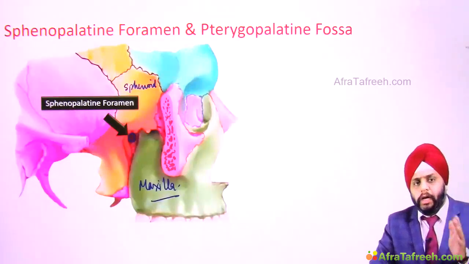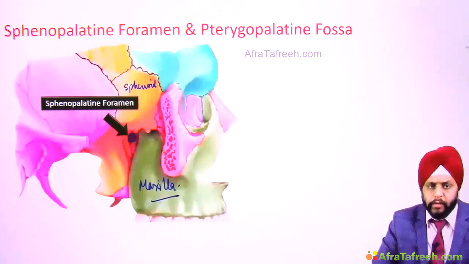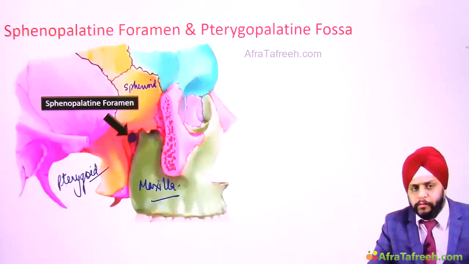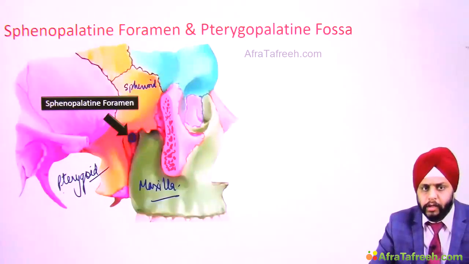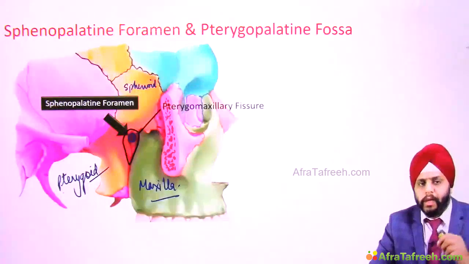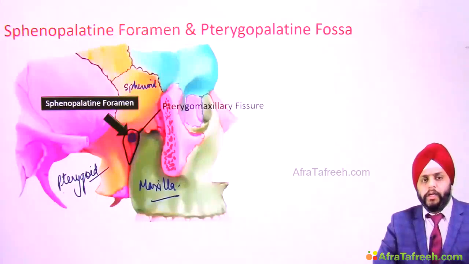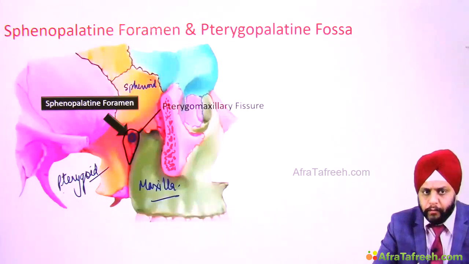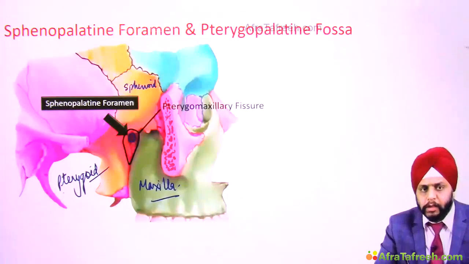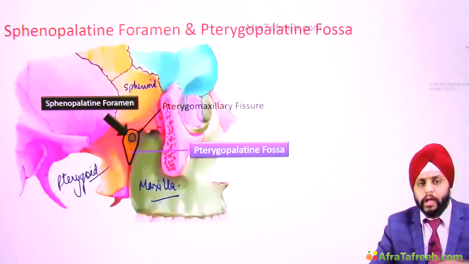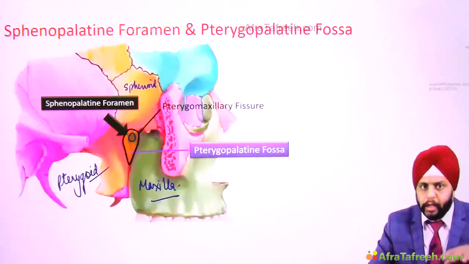Now between the sphenoid and the maxilla, you can see over here that this is the pterygoid process of the sphenoid bone, and between this pterygoid process of sphenoid bone and the maxilla, there is a fissure. This fissure is named as pterygomaxillary fissure. Now you see between the fissure and the sphenopalatine foramen, there is a space. As you can see in this diagram, there is a space. This space is known as pterygopalatine fossa. So remember, this is the fossa we just talked about some time back, the pterygopalatine fossa.